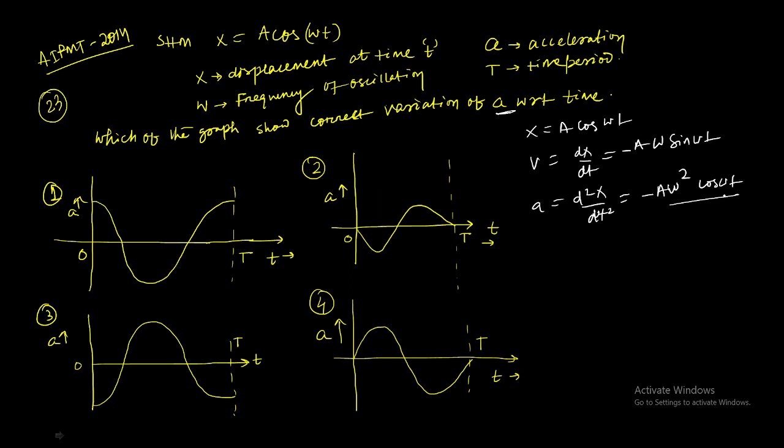So there is a negative sign here. So when t equal to 0, the acceleration will be minus a omega square, right? So t equal to 0. So which one is it matching? Minus, you can see, right? This one is matching.